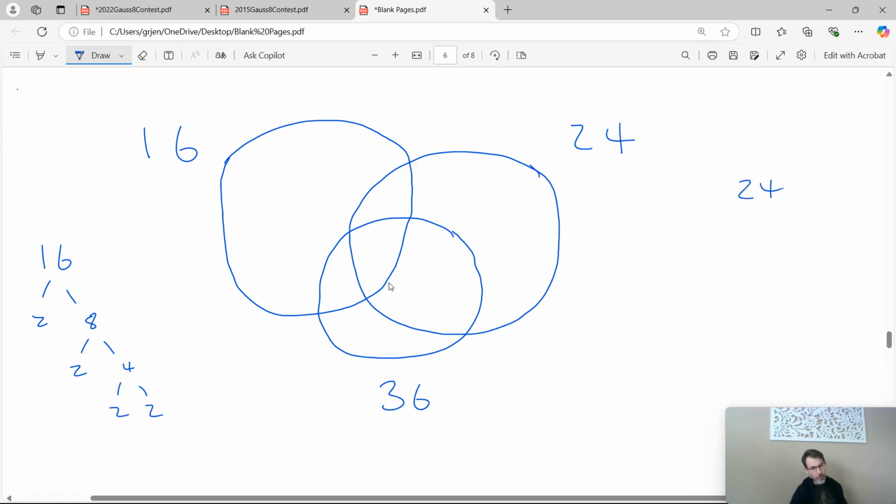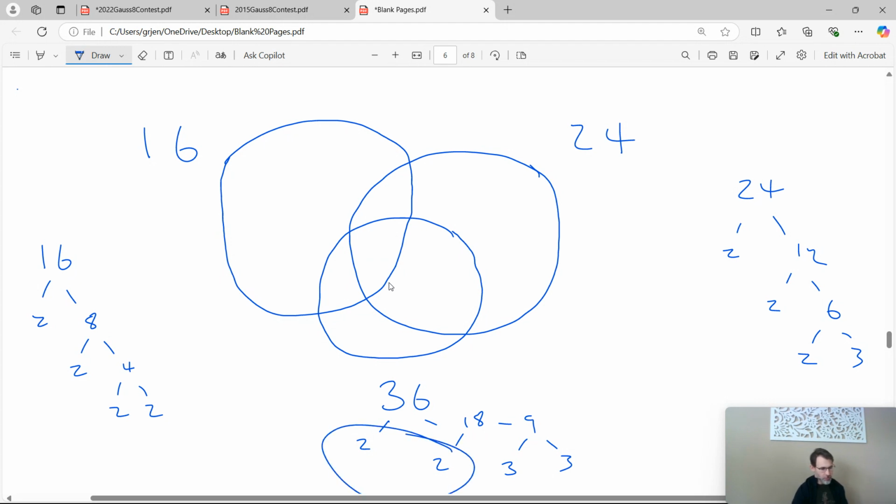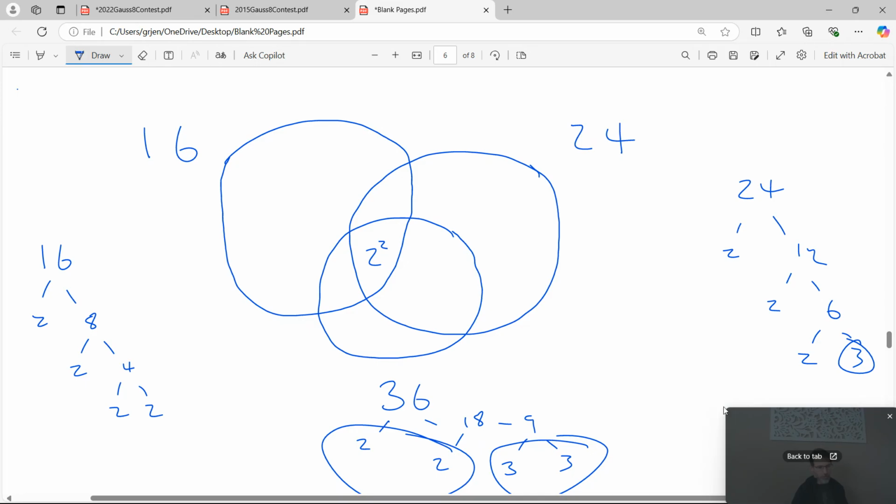Okay. All right, and then 36, we'll just do it here. 2 times 18, which is 2 times 9, which is 3 times 3. Okay? So now I look for my biggest overlap, and it happens to be 2 times 2, so that goes in there, 2 squared. All right, I've got to find other spaces for these numbers. Oh, and I see it shares one of them over there with 24. So let's put a 3 there and a 3 there. That's 36 done.